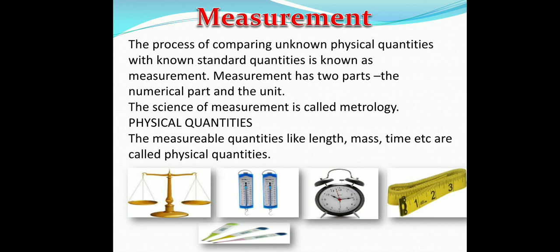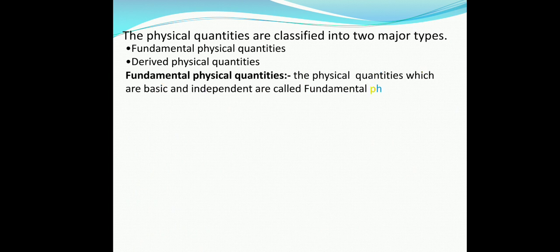Now, what are physical quantities? Those quantities which can be measured, the measurable quantities like length, mass, time, volume, temperature, they are the physical quantities. The physical quantities are classified into two types. They are fundamental physical quantities and derived physical quantities.